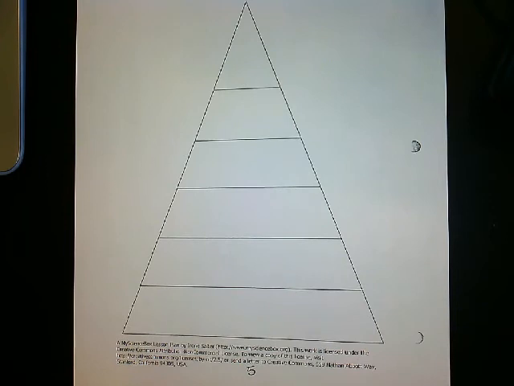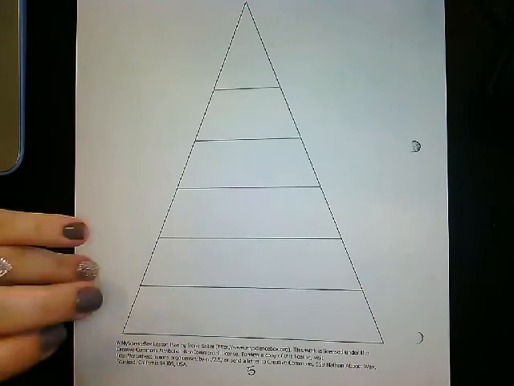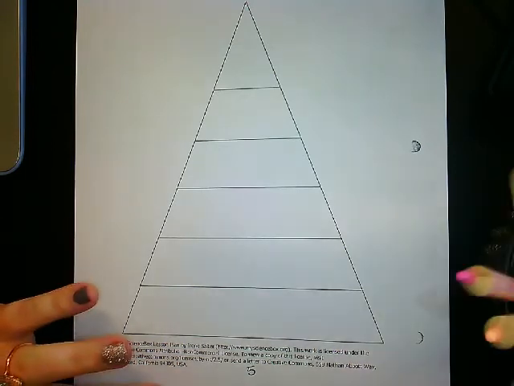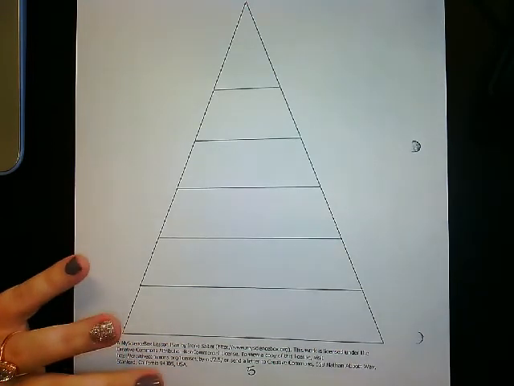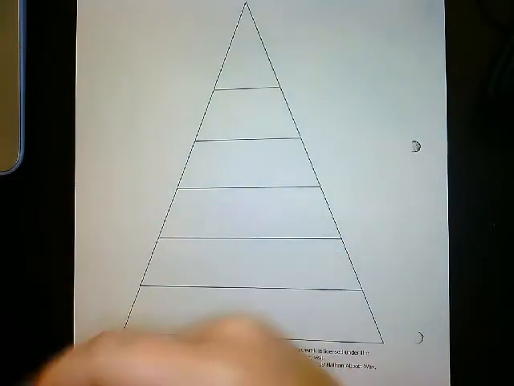All right, we are talking about ecosystem organization today, and we're going to look at it in the form of a pyramid. So yesterday you worked with defining some different words, and we are going to actually take those words and put them into practice today. So you are going to need colored pencils. I have mine here off to the side. And then a pencil, I'm going to use a pen just so it shows up darker for you.